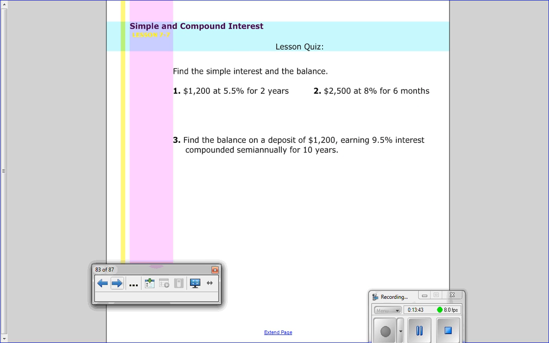All right, that's your lesson for tonight. Tonight we talked about how to find the simple interest by doing P is equal to the principal times rate times time, or the compound one.